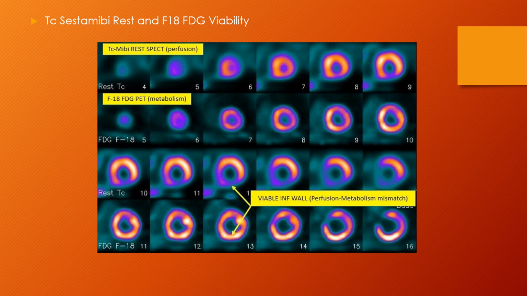And if it doesn't, if it is a matched defect between the FDG and the MPI study, that shows that that is a fixed defect. That truly is infarcted tissue that is not coming back. It's not going to be reperfused. And so for those patients, they would benefit more from medical treatment or medical management.